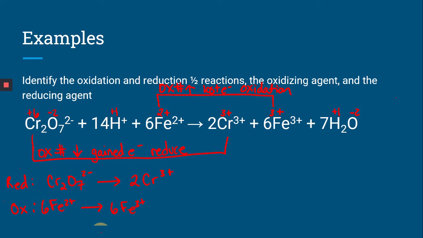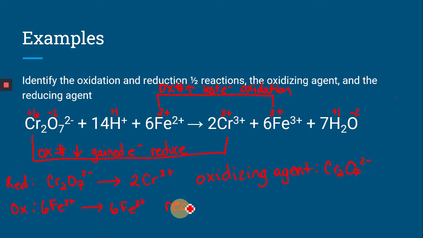So remember, the oxidizing agent is the substance that's causing oxidation to occur. So the oxidizing agent in this case would be the dichromate ion because it was reduced, so it's causing oxidation to take place.